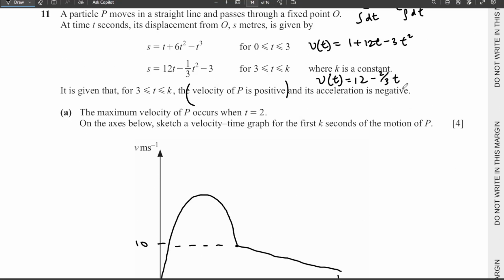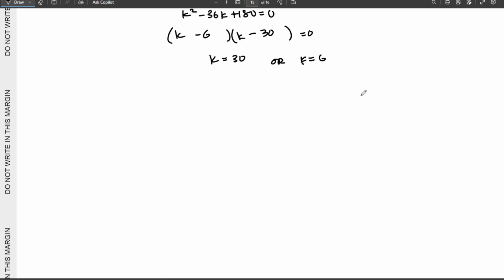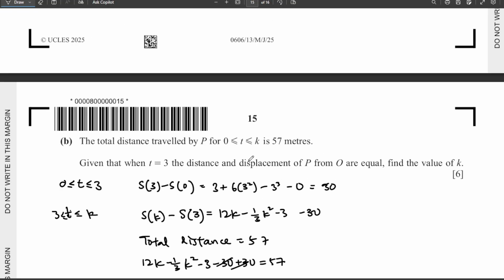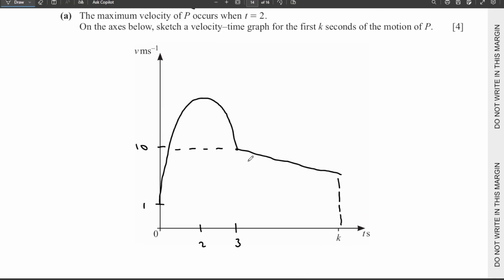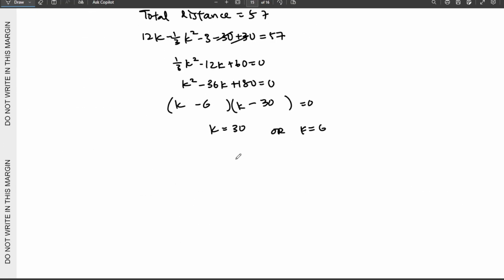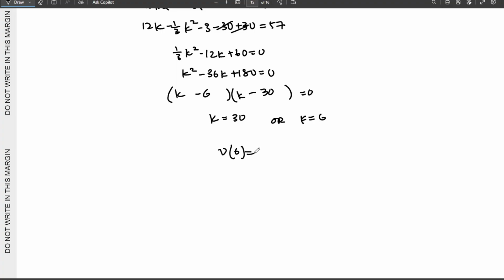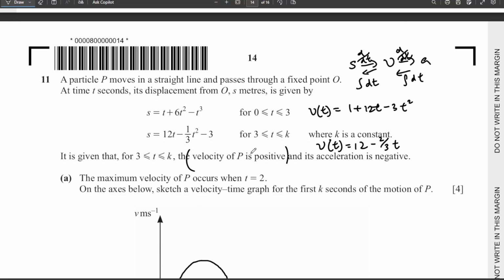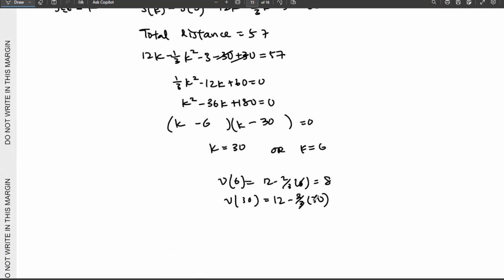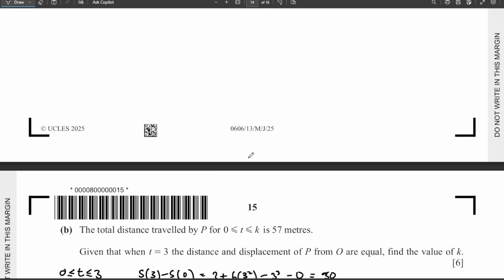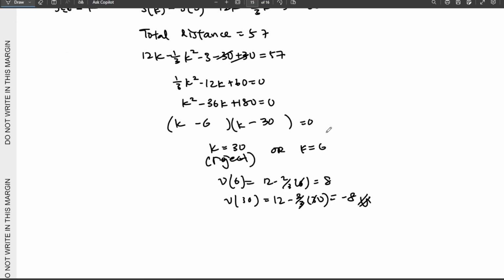So if you substitute, the answer's 6 or 30, right? We can try v evaluated at 6. What's the v equation? That will give us a negative 8 answer. So therefore we reject this one on the basis of the question saying that the velocity should be positive at k. So k will be 6 only.